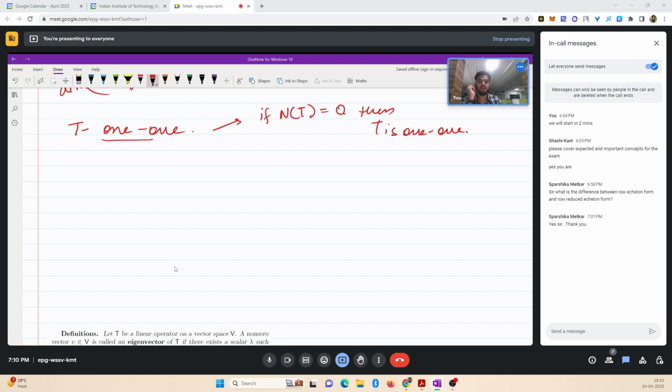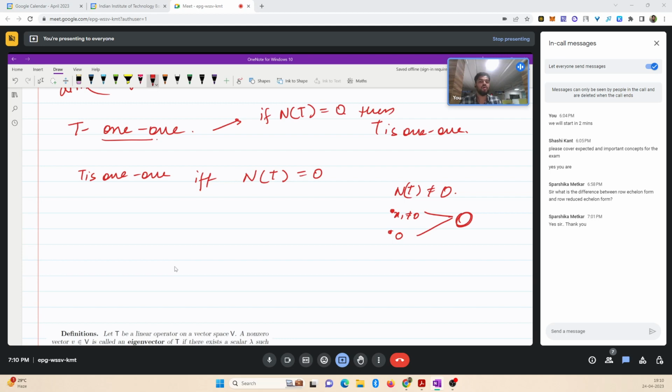So you can very well prove that T is 1-1 if and only if the null space of T is 0. How do you prove it? Let's say the null space of T is not 0. What does this mean? You have at least two elements, x1 and 0, where x1 is not 0, such that these two elements are getting mapped to 0. This means that T is not 1-1, because two different elements are getting mapped to the same point 0.